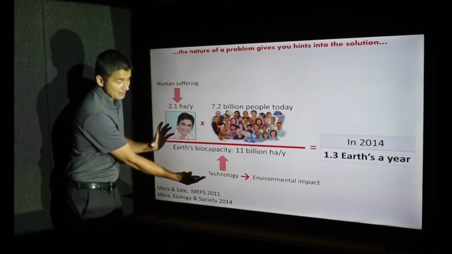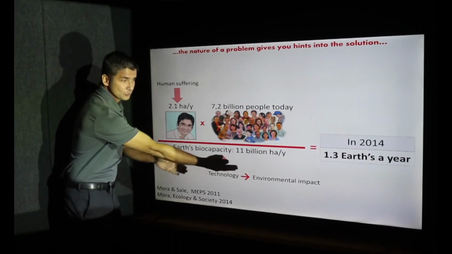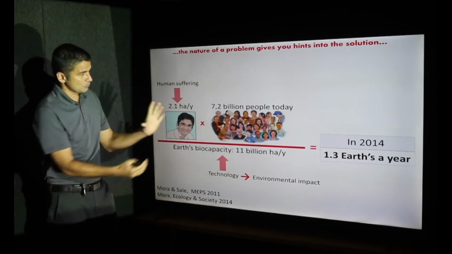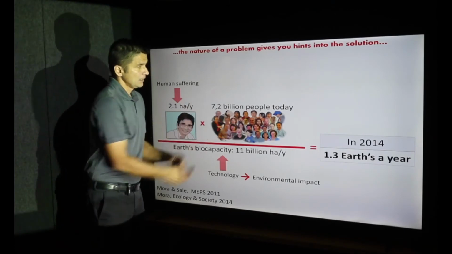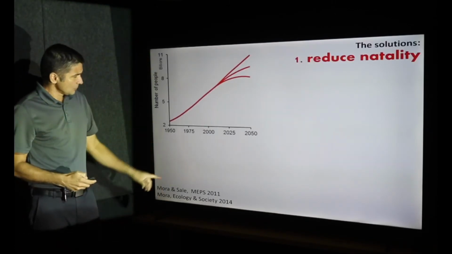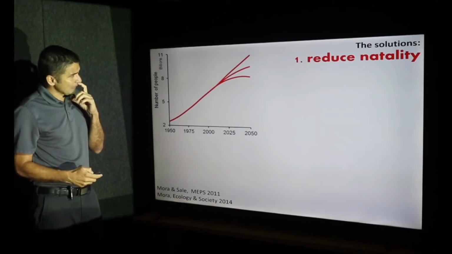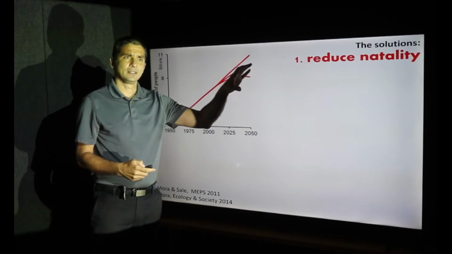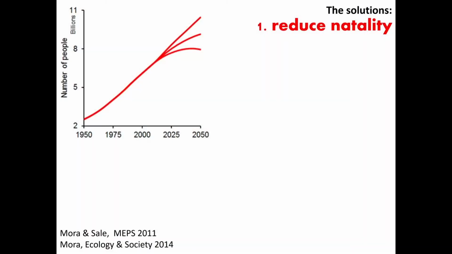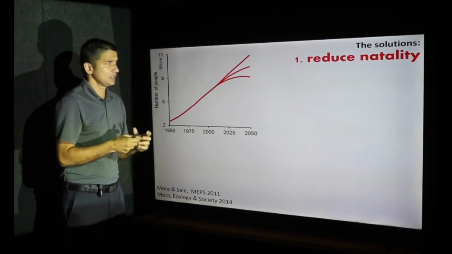You can increase the capacity of the planet to produce more, but then you lead into environmental impacts, which now leaves you this component of the equation. How do we deal with the number of people? This is a paper that we did, and the solution that we propose in that paper is to reduce natality. And in the last class, we went through how to do this in a way that is actually to the benefit of humanity altogether.